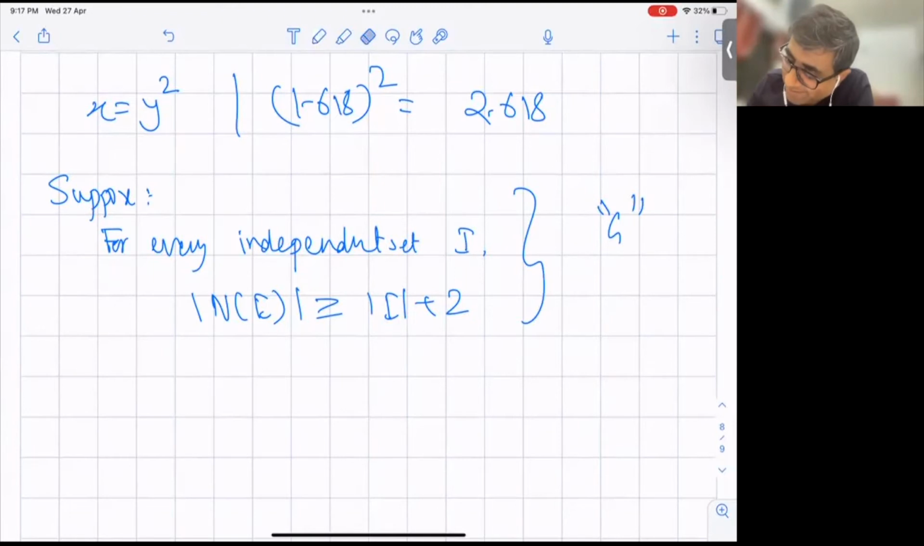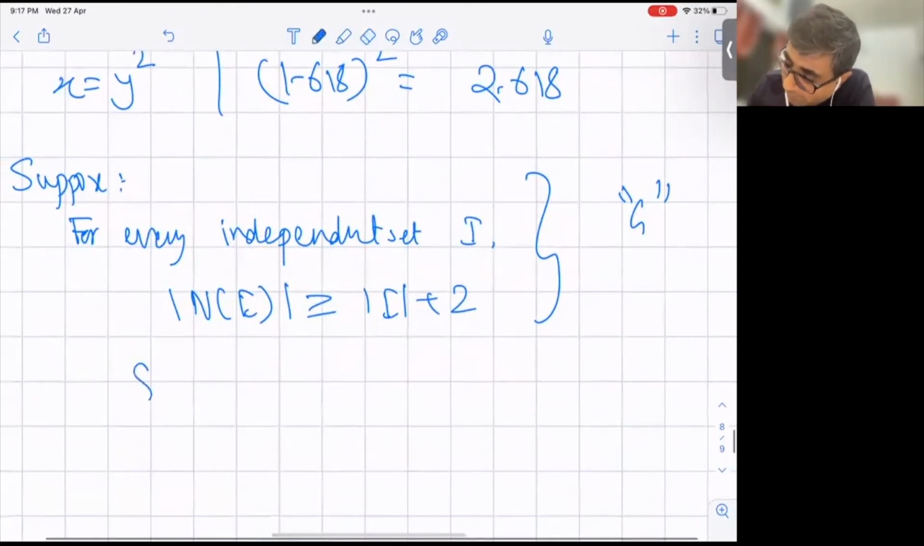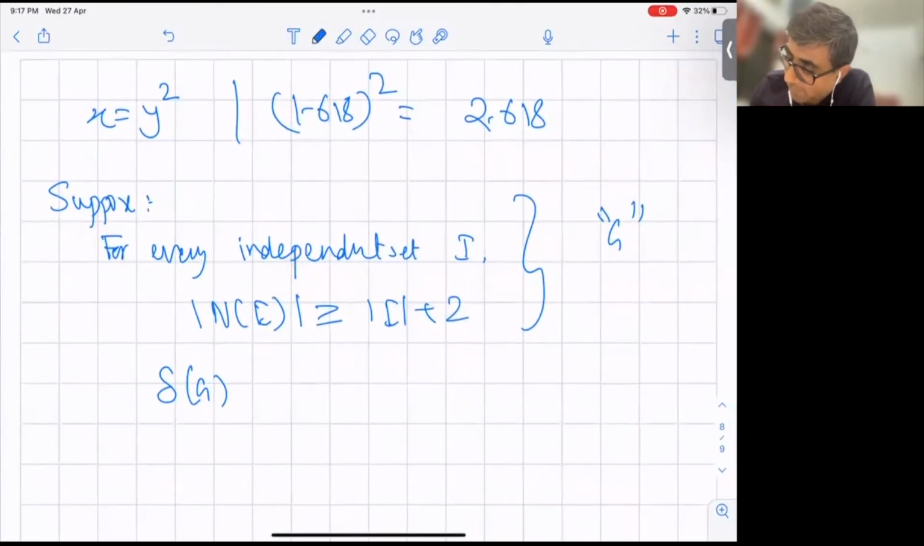Then let me ask, what is the minimum degree of this graph? Can you infer something? At least 3. Yes, it is at least 3, because singletons are independent sets, right? So this is 3. Good.